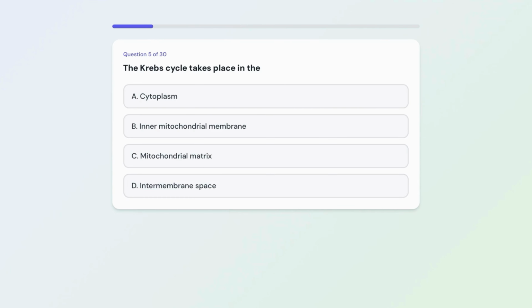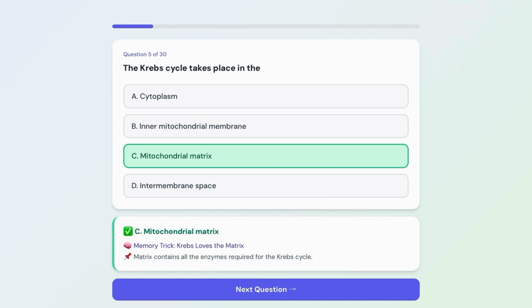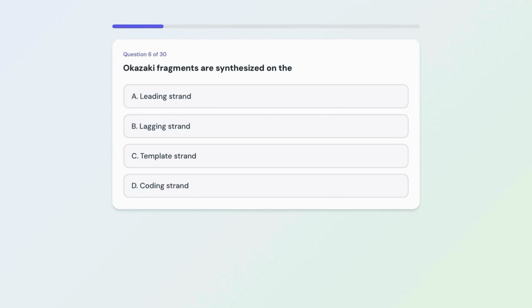The Krebs cycle takes place in cytoplasm, inner mitochondrial membrane, mitochondrial matrix, intermembrane space? In the matrix, in the mitochondrial matrix. Okazaki fragments are synthesized on the leading strand, lagging template coding, or lagging strand? Lagging strand.